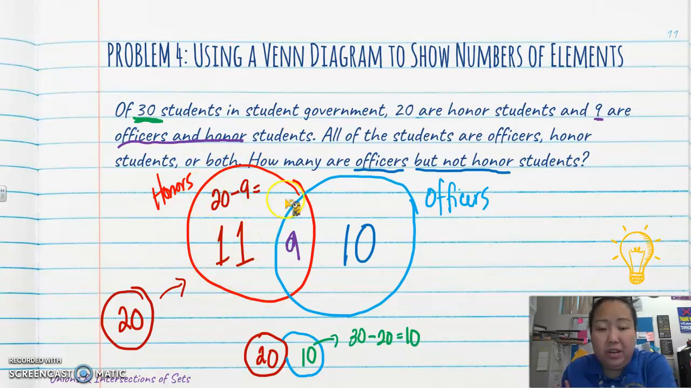But now the question is, how many officers but not honor students? So remember, your officers is the whole blue circle, okay? But 9 of them are honors. So what we are looking for is this remaining part. And as we know, there's a total of 30 kids all in all. 20 of them are already in the red circle, which means 10 more should be on that other side. And so we know that there will be 10 students who are officers but not honor students, okay?